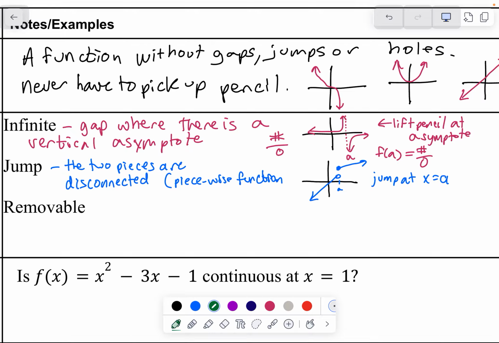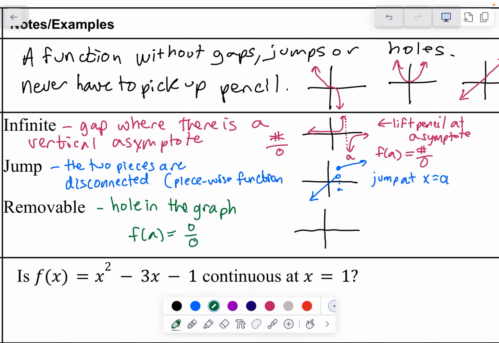The last one is called a removable discontinuity. Removable means there is just a hole in the graph. Algebraically, that is going to show up as 0 over 0. That indicates a hole in the graph, algebraically. But what does that look like on our graph paper?